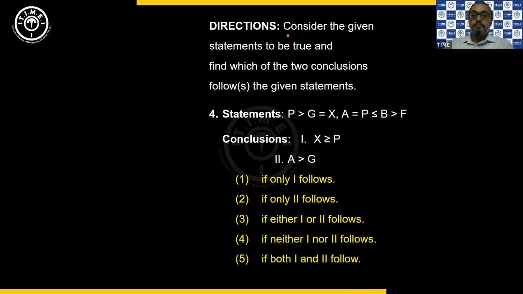Then next, consider the given statements to be true and find which of the 2 conclusions follows the given statement. So we have symbols and notations. The statement is given to you and the conclusion is x greater than or equals p. So I need to find a relation between x and p. But here I already have a relation from p to x. So find a relation from p to x, then we can identify.